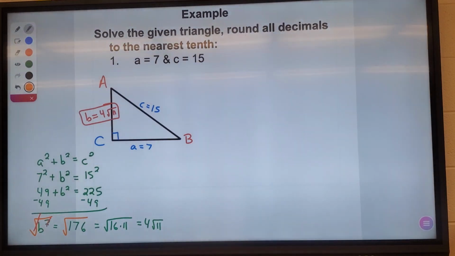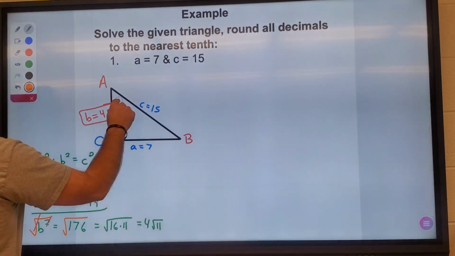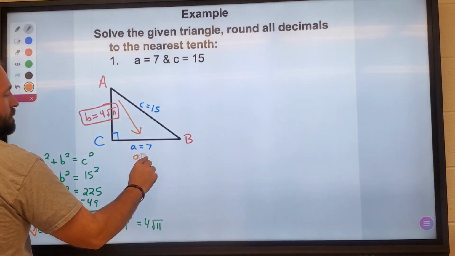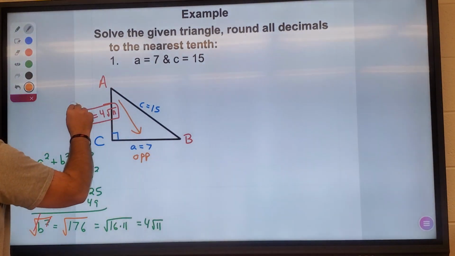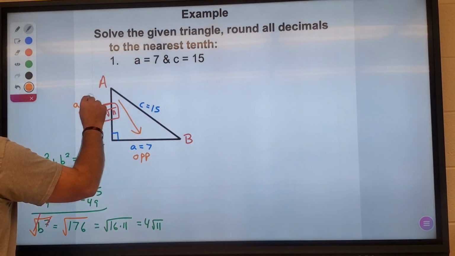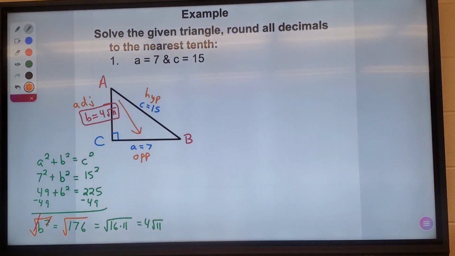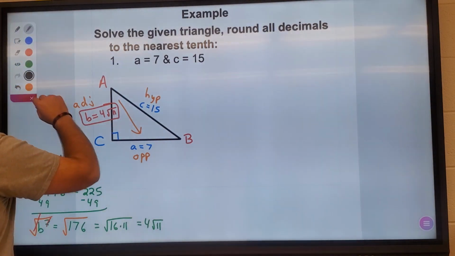You choose, but I'm going to stay consistent. I'm going to use angle A. So if I use angle A, again, this is my opposite. This is my adjacent. And this is my hypotenuse. Okay? Set up the ratios. So again, we're using SOHCAHTOA.